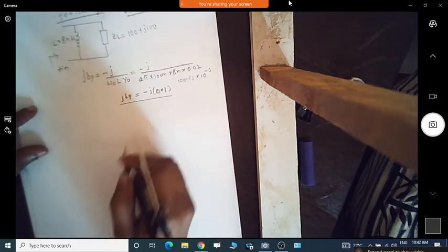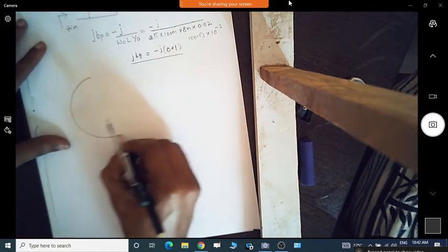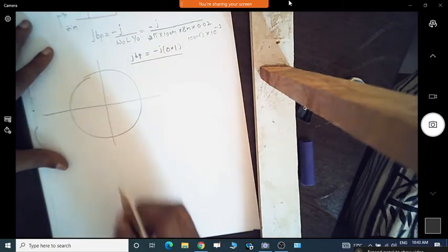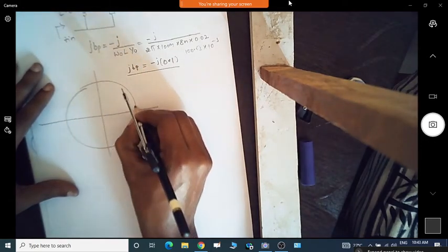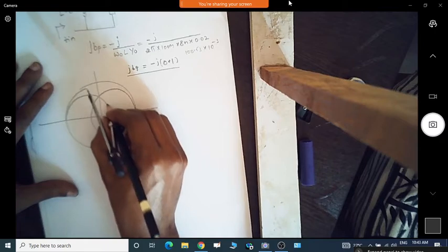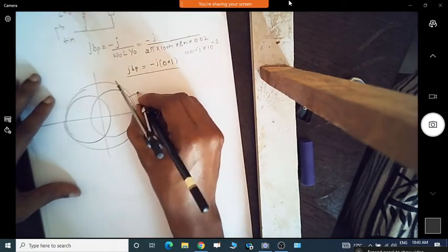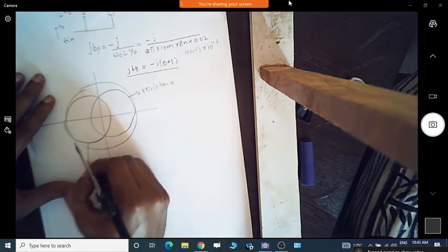Now how can we do this? Here it is very important. Now we can observe here, for which element how can we add the reactance? Let us take this as the resistance circle, and this as the conductance circle. So now this is the resistance circle and this is a conductance circle.